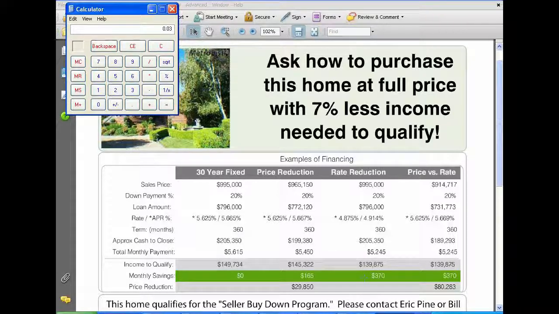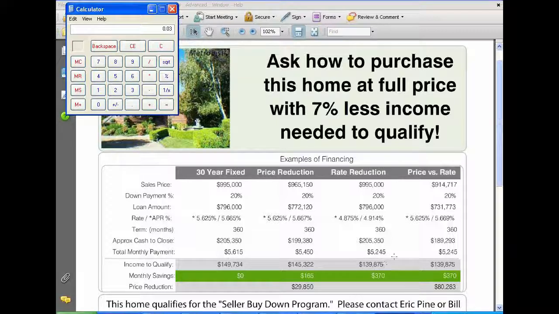It's the same cost to the seller. It doesn't change anything for the seller. They're going to net the same amount. But now, instead of requiring somebody to earn $149,000 or close to $150,000, we can qualify a borrower who makes slightly less, and they can qualify for the loan based on the debt-to-income ratio that's required.